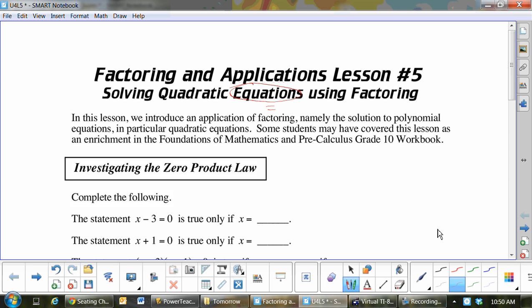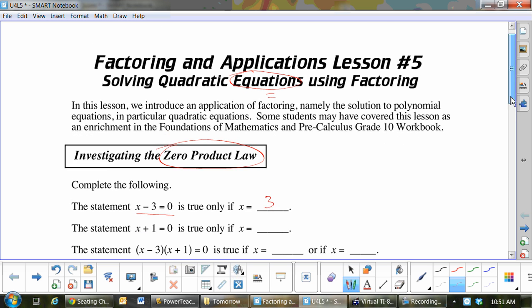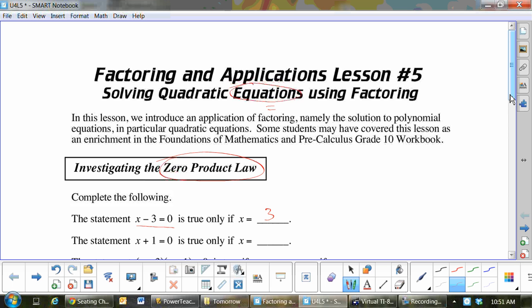Now, we're going to be talking about the zero product law. So we're going to start with just this. Do you see this statement here? X minus 3 equals 0. What do you think x would be? 3. Can everyone just look at that and see 3? Because 3 minus 3 is 0, right? That's the 0. That's not the zero product law, though.